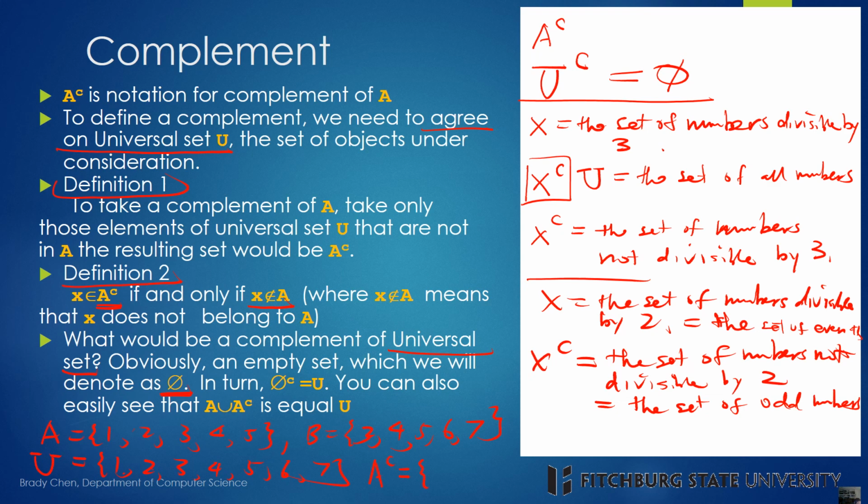So 1, 2, 3, 4, 5 should not be in the complement of A, but 6 and 7, right? Okay, so that's the other example. So before we talk about a complement, it's important to define the universal set.